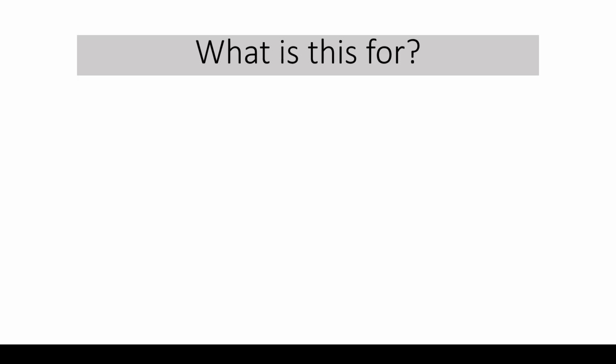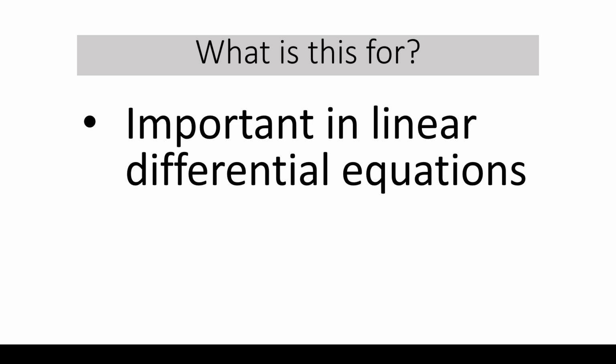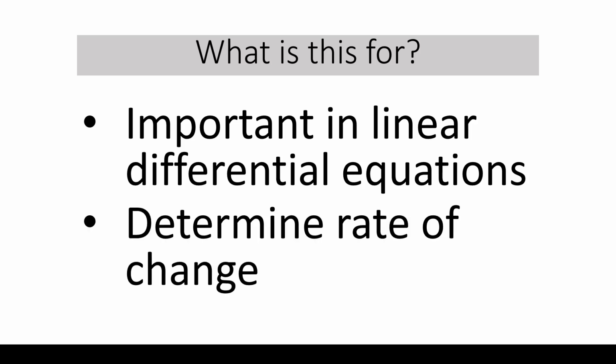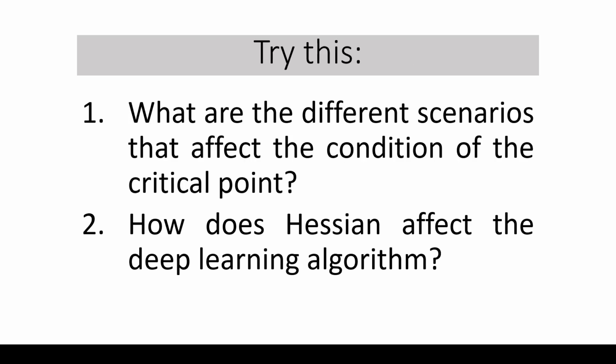Why do we have to study this? Eigenvalues and eigenvectors are very important in linear differential equations. They find applications in determining a rate of change or deciding whether or not to maintain relationships between two variables. After all being said and done, let's try this. What are the different scenarios that affect the condition of the critical point? How does the Hessian affect the deep learning algorithm?